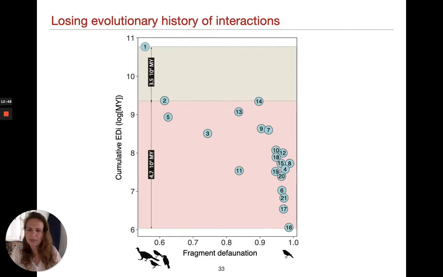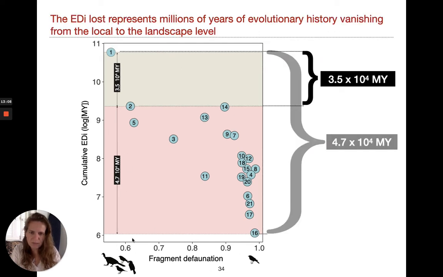So this is exactly what we did, and we did that at different levels. Today I'm showing you just what happens at the fragment level. So again, number one is our most pristine area. As we increase the number, we increase disturbance. And what you see here is that as we move up, in the index of deformation, we have these very astronomical numbers that represent the evolutionary history we are losing within each fragment as we are losing the animals and their associated interactions.